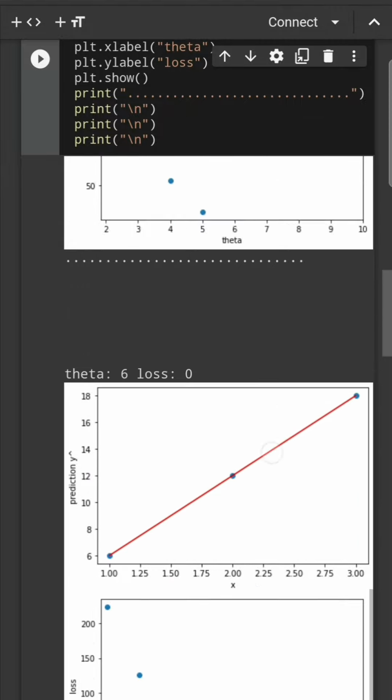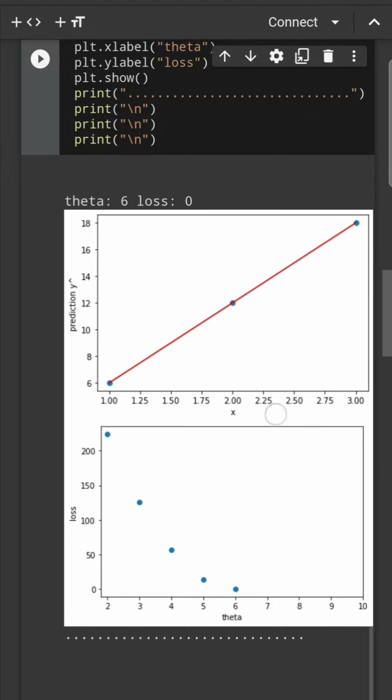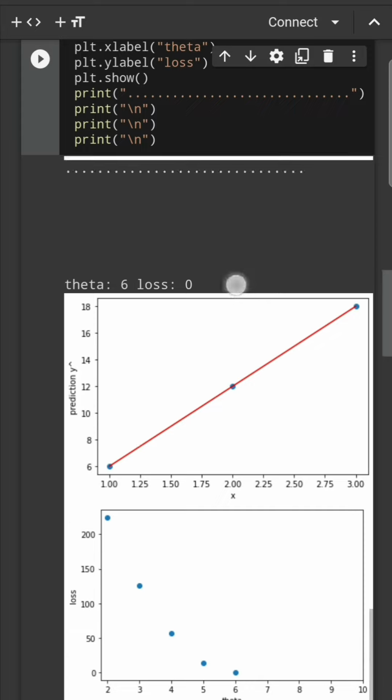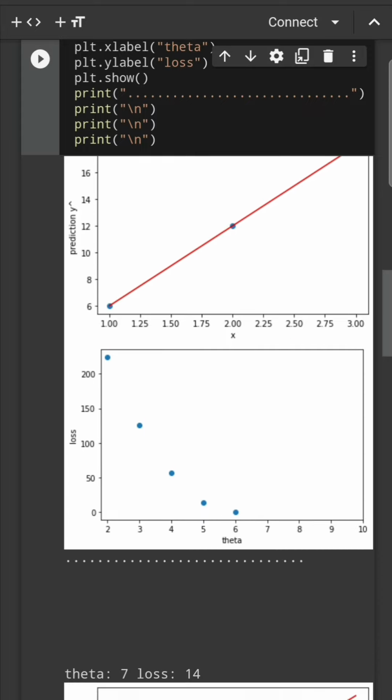Then for 5 over here. So when I do this a number of times, as we can see, at 6 the loss is 0. So we can say the theta is right over here. But we were lucky that we were able to find it between 2 and 6, right? This theta could be anywhere. For now we were lucky, but most of the time we are not, so we need a systematic method to find theta. That is what we are going to learn in the next part.